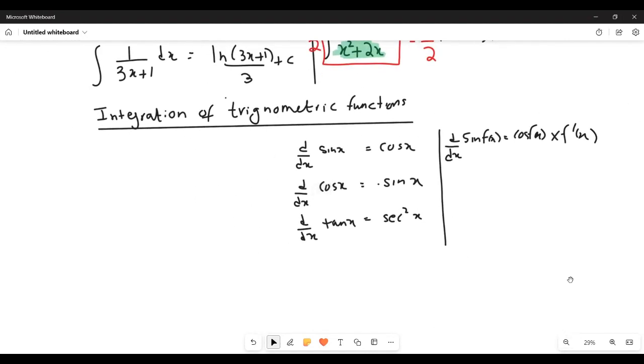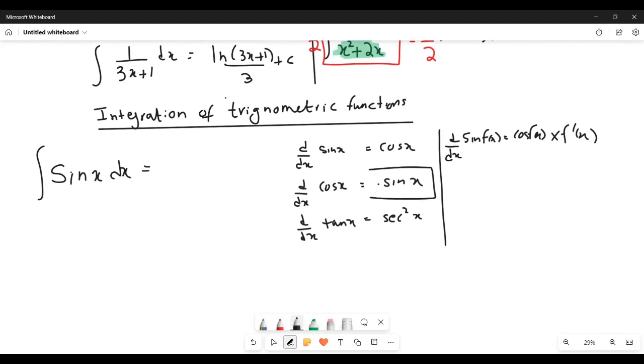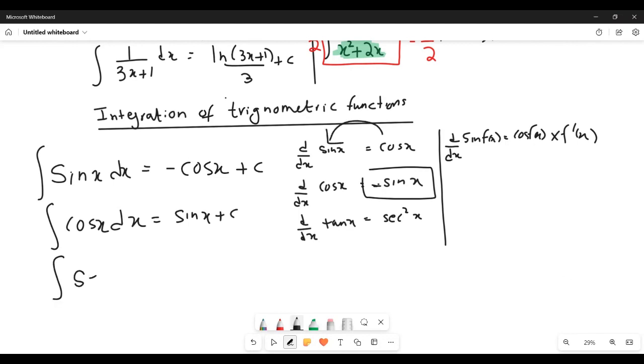Now we're going to go in reverse. So the integration of sine x is going to be, you integrate this, so you get minus cos x as your answer. Then the integration of cos x gives us sine x plus c from here to here. And then the integration of secant square x gives us tan x.